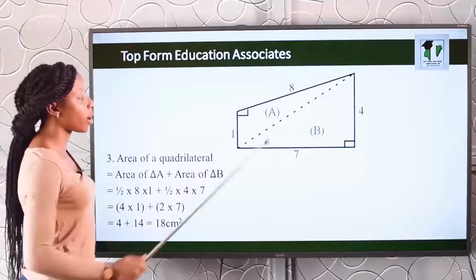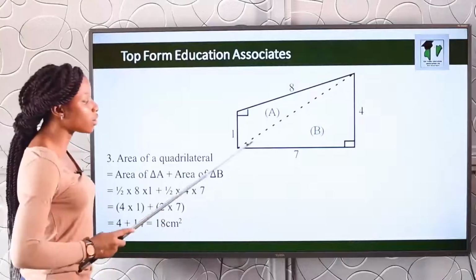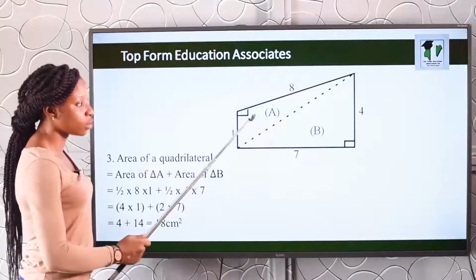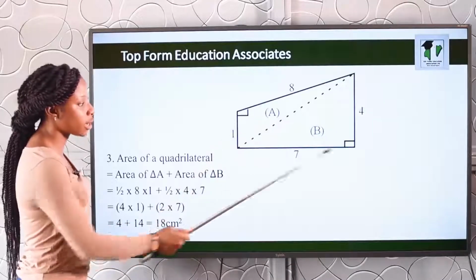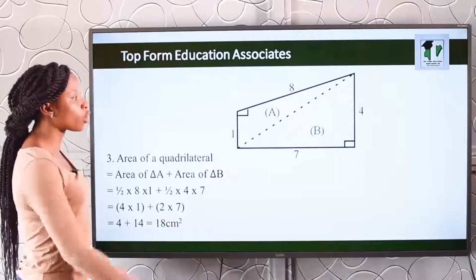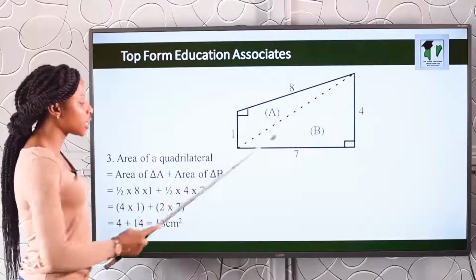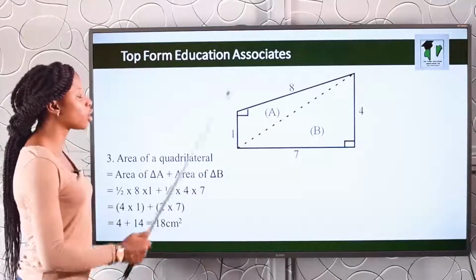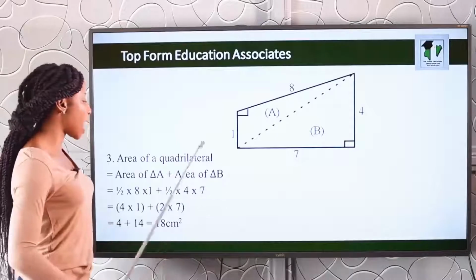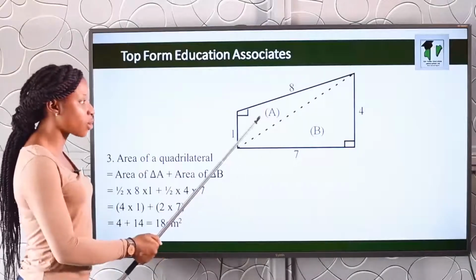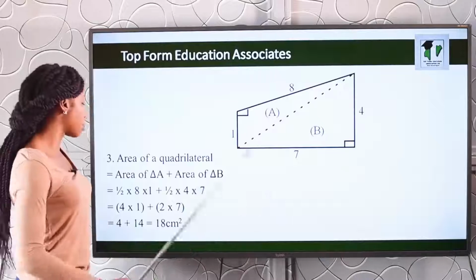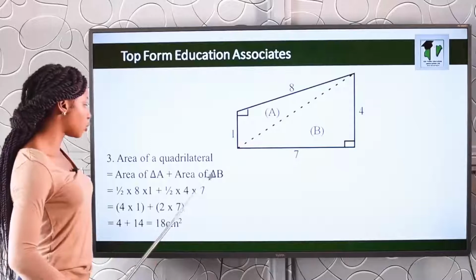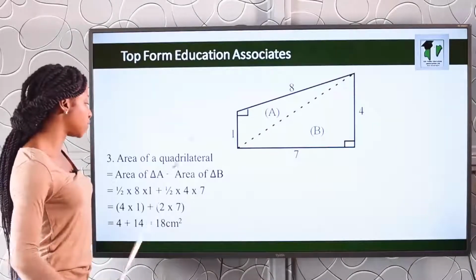Now, number 3, we're given a quadrilateral. And remember, we said that when a diagonal divides a quadrilateral, we have two right-angled triangles. Look at it. This is a right angle here, and this is another right angle. So this diagonal has divided this quadrilateral into two right-angled triangles. And we said that to look for the area of the quadrilateral, we add the area of the first triangle and the area of the second triangle. So, area of triangle A plus area of triangle B will give us the area of this quadrilateral.